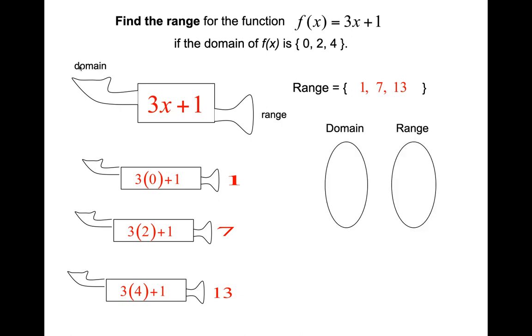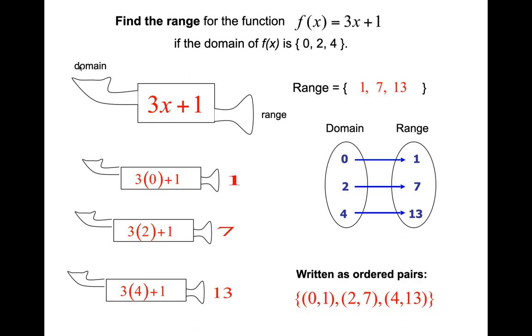Now, we previously talked about multiple representations, so I can take my domain and my range, and I can turn that into a mapping. So these were the values for the domain. When I put those into the function, these came out as a range. When I put in 0, I got out 1. Put in 2, I got out 7. I put in 4, I got out 13. I can take this mapping and I can turn it into a set of ordered pairs to get my set.